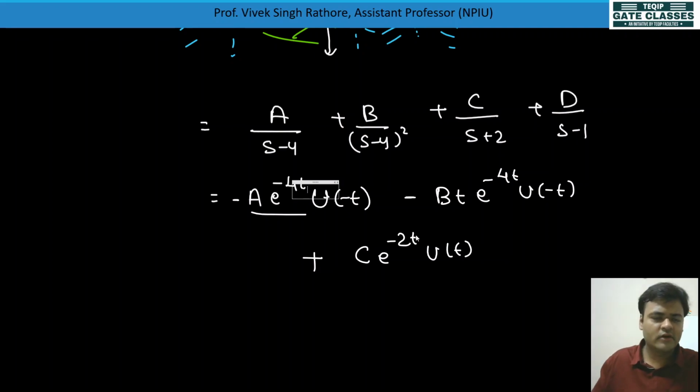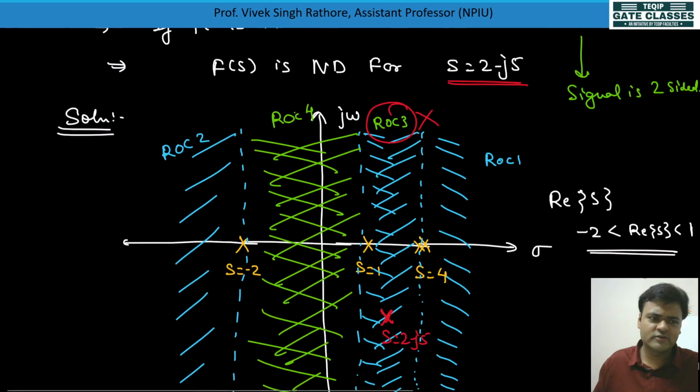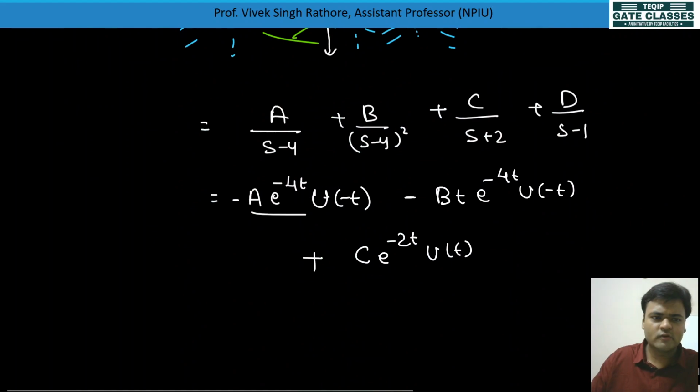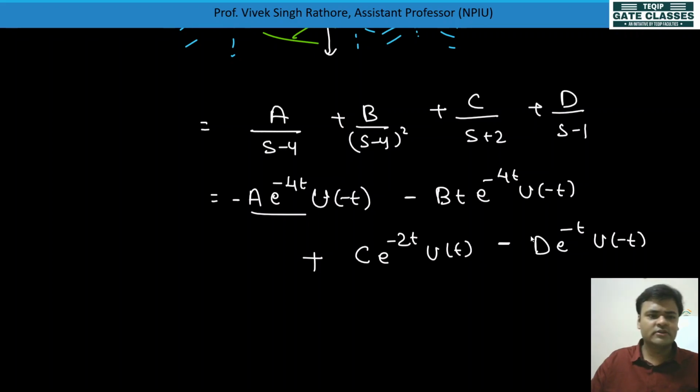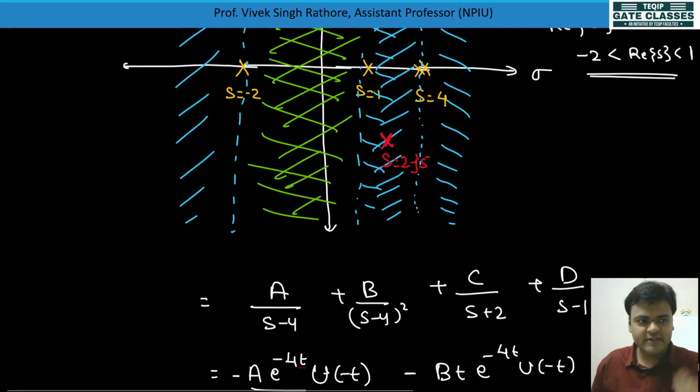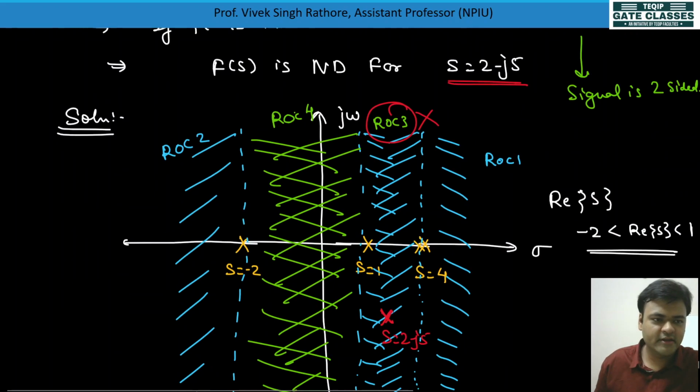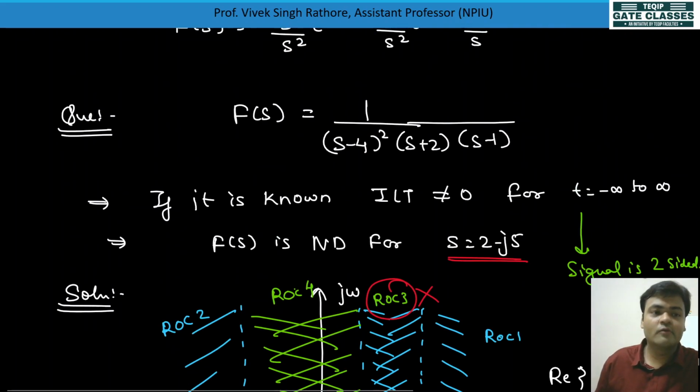And for d, s is equal to 1, which is obviously left-hand sided only, so we can write d e to the power minus t, u of minus t, and here the minus sign will come. So this is the final expression. You can also calculate the values of a, b, c and d and put them in. From this expression you have understood many things, and I will try to conclude some more.